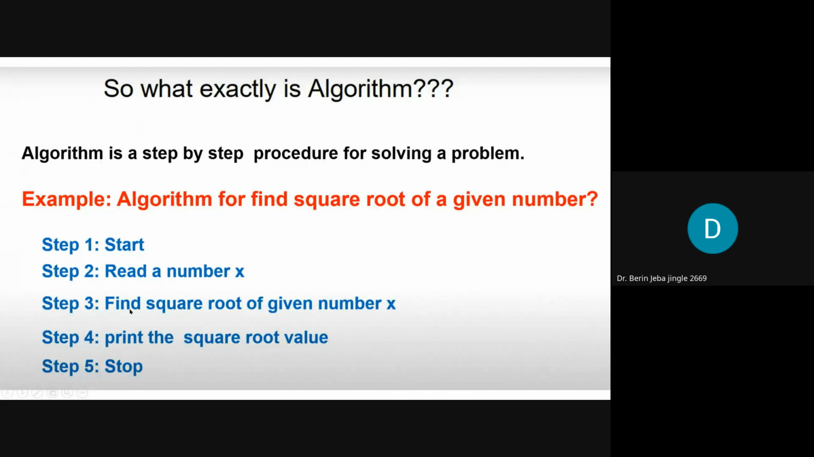Third step, find the square root of the given number x. Here we are doing the calculation. Once we have found the square root of the given number, step 4 is printing the result, printing the square root of that number. As we started solving the problem, once we finish the problem solving, we stop using the stop keyword.